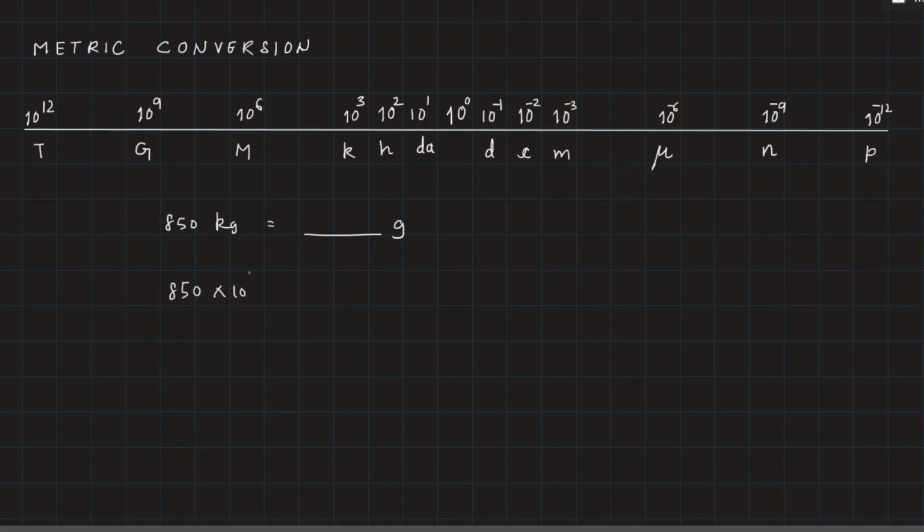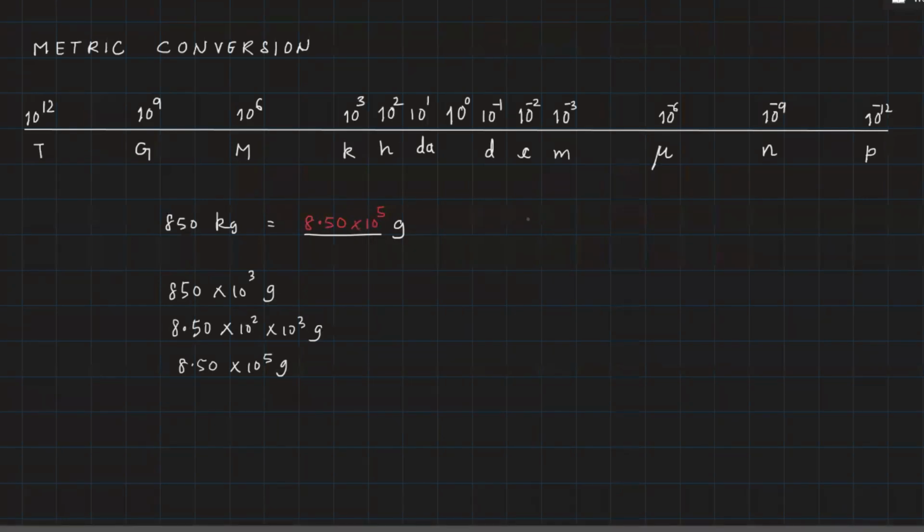850 into 10 to the power 3 grams. So we just need grams over here. Only thing is scientific notation. So if you have 8.50, that means you're multiplying by 2. So this is 8.50 into 10 to the power 5 grams. So that's our answer. 8.50 into 10 to the power 5.